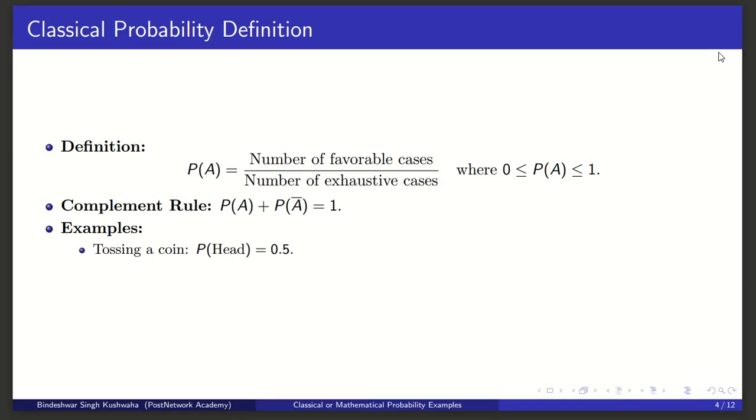For example, tossing a coin. If you toss a coin, there are two chances whether it will come up head or tail. So the probability of getting head is 0.5. If you are rolling a die, getting an even number is 3 upon 6, because 2, 4 and 6 are favorable cases.